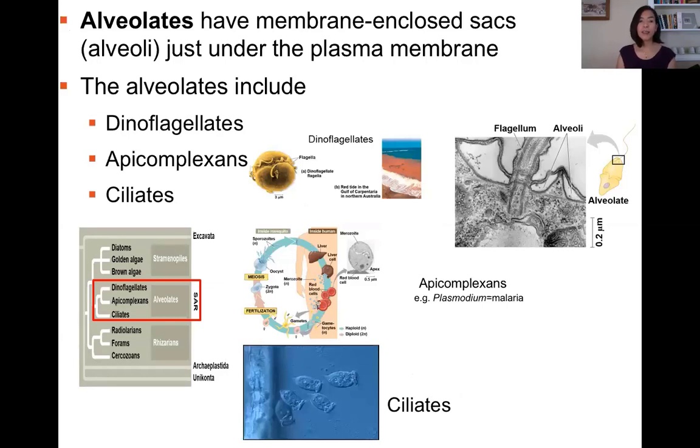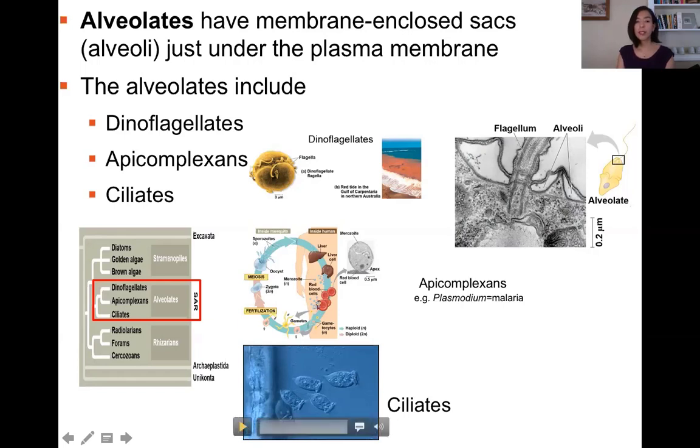Another group of these SAR is the alveolates. Right, we are done with the stramenopiles. Now we're switching into the alveolates, and we're going to see these three groups: dinoflagellates, apicomplexans, and ciliates. All of these guys are grouped by the presence of sacs. They have membrane-enclosed sacs that we call alveoli. And the alveoli are right here. So this is the flagellum, and you can see some of these alveoli. That's where the name is coming from, the alveolates.